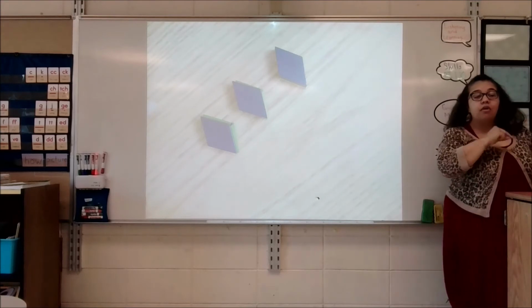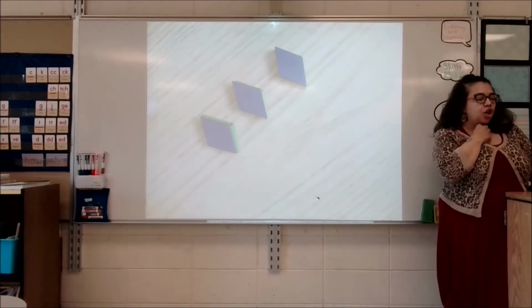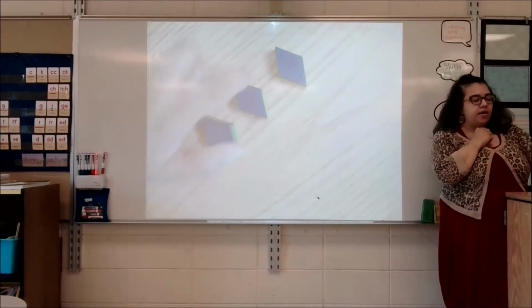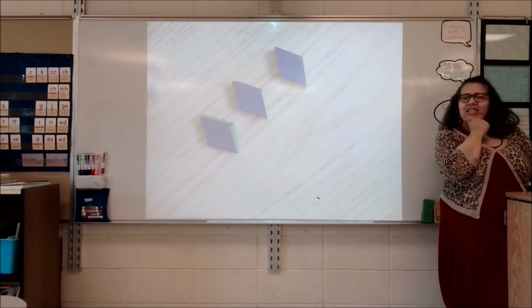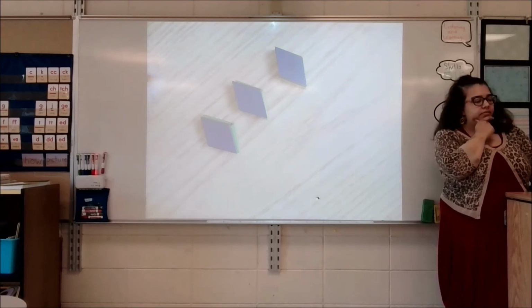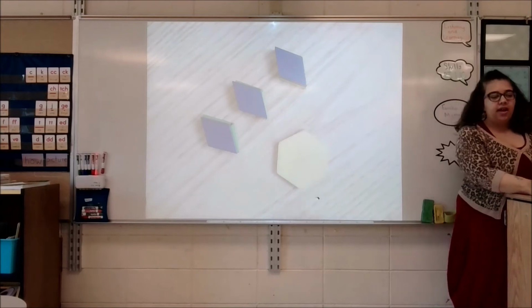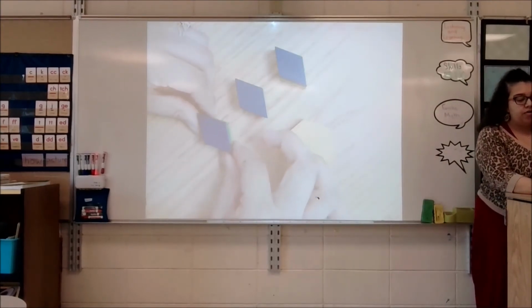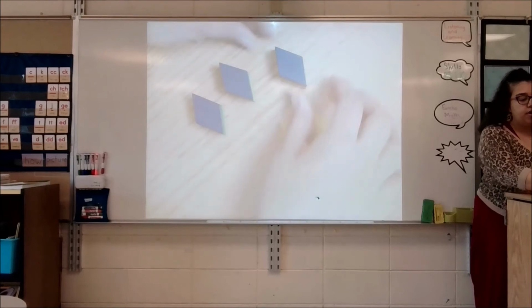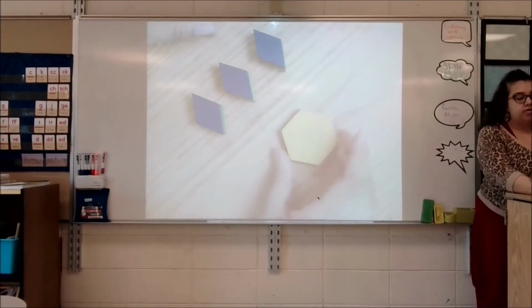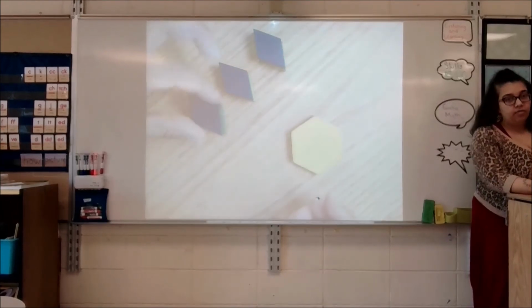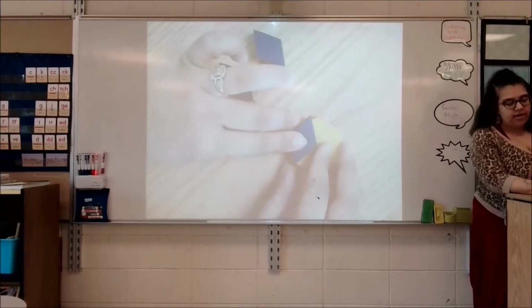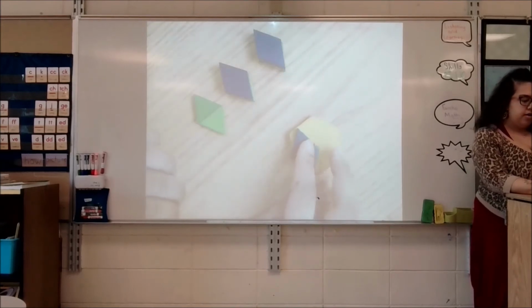With rhombuses. Could I take my rhombuses and make a hexagon? I don't know. Let's check it out. So here's my hexagon, and here are my rhombuses. And we know that 1 rhombus is 2 triangles, because look at it. It's covered. So let's take the rhombus pieces and try to cover our hexagon.